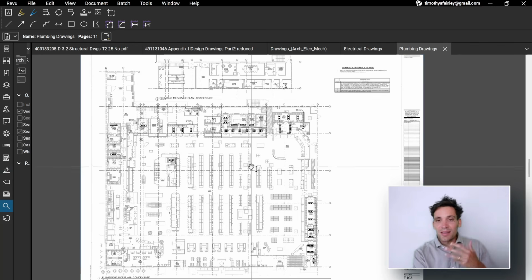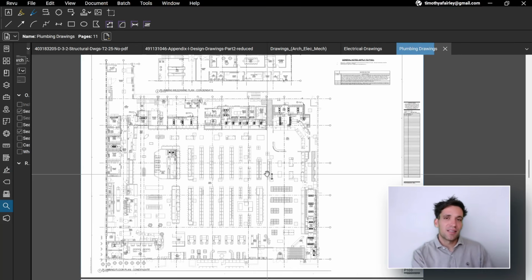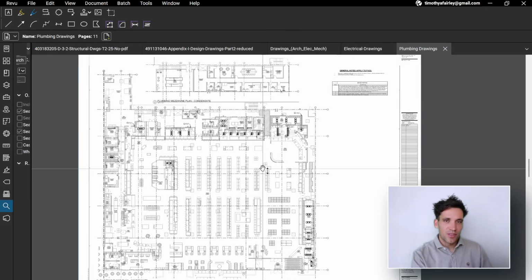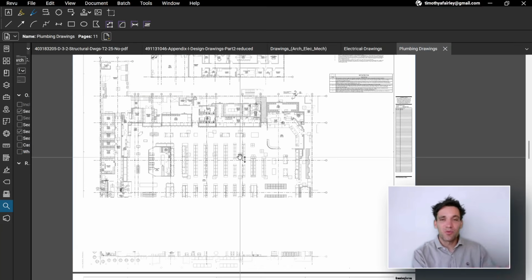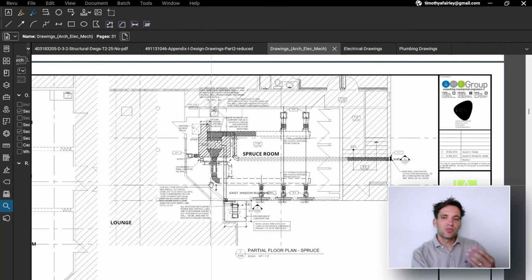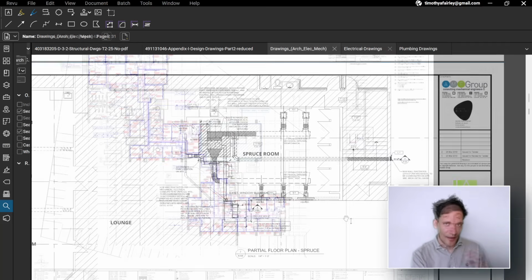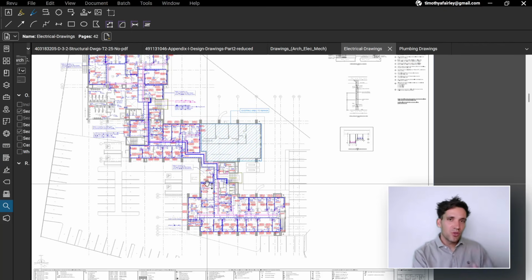For plumbing drawings, the plan view is a relatively good place to start because you're looking at how the system fits together. So you can see where the inlet is, where the outlet is. Things like mech drawings, you're looking at where the fans are and where the ductwork is running. But for electrical drawings, the plan views aren't the best place to develop your understanding of the system.